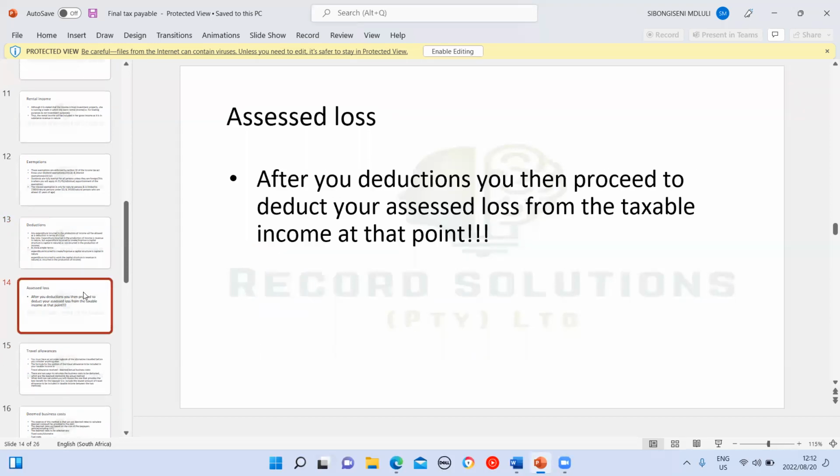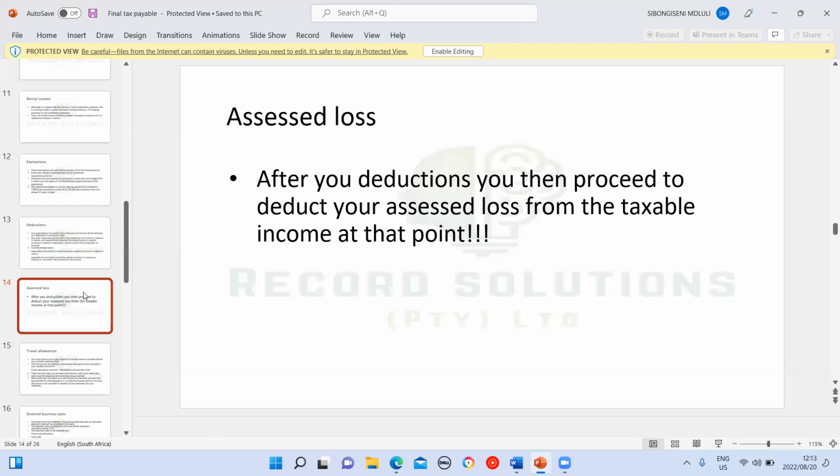Assessed loss. They might give you an assessed loss, and you know that an assessed loss can be ring-fenced. Ring-fenced means carrying over to the next year, you see. So when an assessed loss is ring-fenced to the next year, you can actually deduct it from your taxable income after your deductions. So you see, the perspective driver here is really important in terms of the compartmentalization. Once you know your compartments really well for taxable income or tax payable, you won't really struggle that much. You just have to know the final details in terms of the specific applications of the legislation.